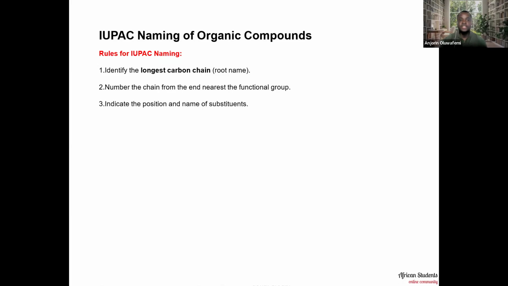So that's that. Then indicate the position and name of substituents. This is very important. So if you have a substituent like maybe chlorine, fluorine, or a methyl group, you must be able to indicate their position. Is it on carbon one, carbon 2, carbon 3, and so on and so forth? So you must be able to indicate the position and name of the substituent.